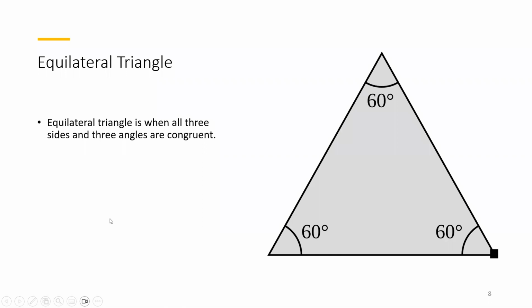Okay, and then let's talk about the equilateral triangle. An equilateral triangle is when all three sides and three angles are congruent. So if this is 60, 60, 60, and let's say you had one side that was 10, that means all sides are congruent. So an equilateral triangle is when all three sides and all three angles are congruent.